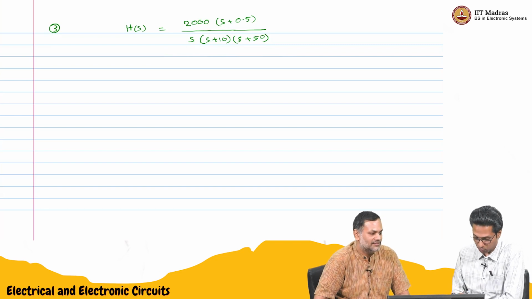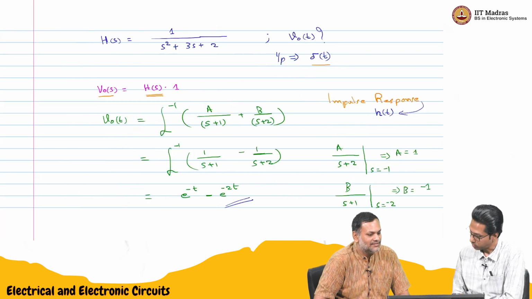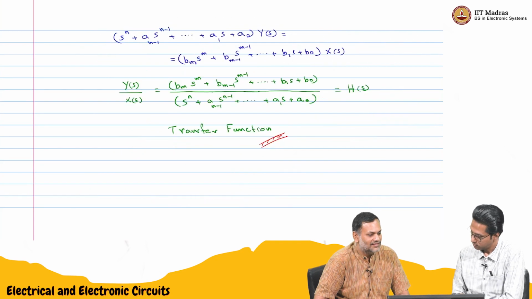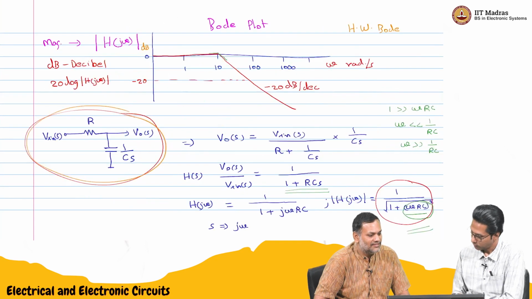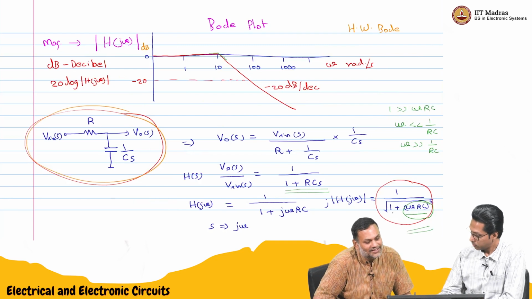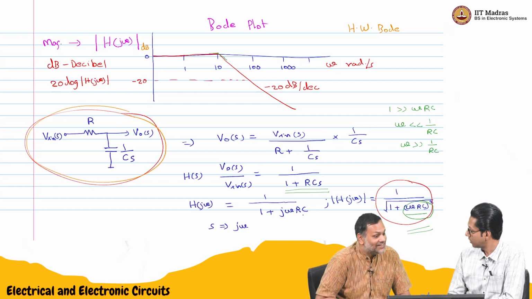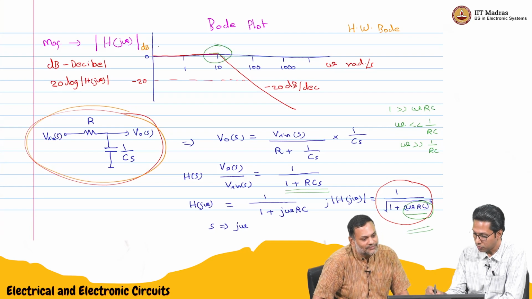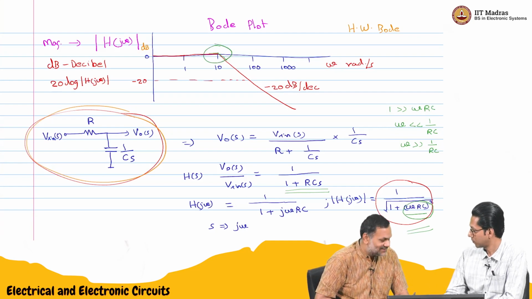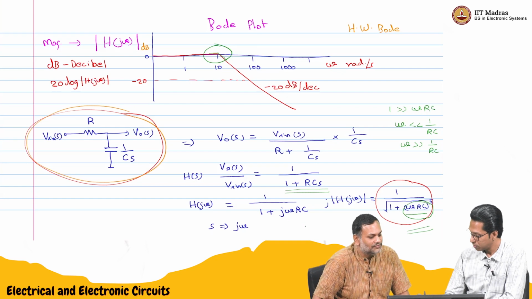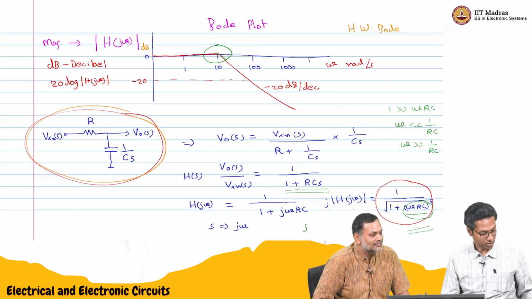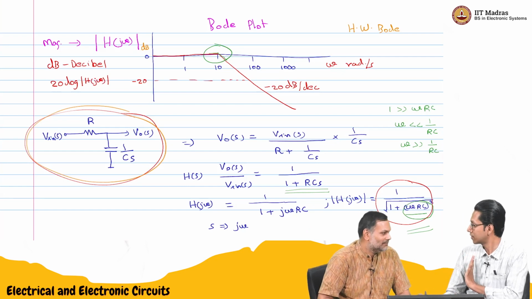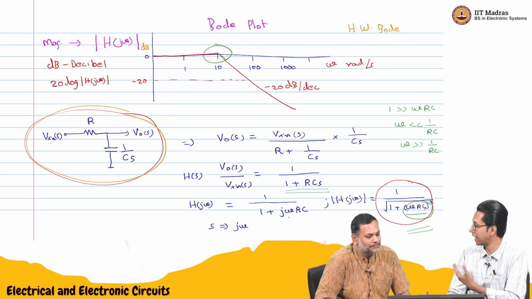Because if you look at our explanation, where is that? Here, we have written it as 1 plus j omega RC. We need to bring it to that same form. And this corner frequency was happening at 1 by RC. So ideally, we would like to have the 1 plus form. So it should be 1 plus s and a constant.